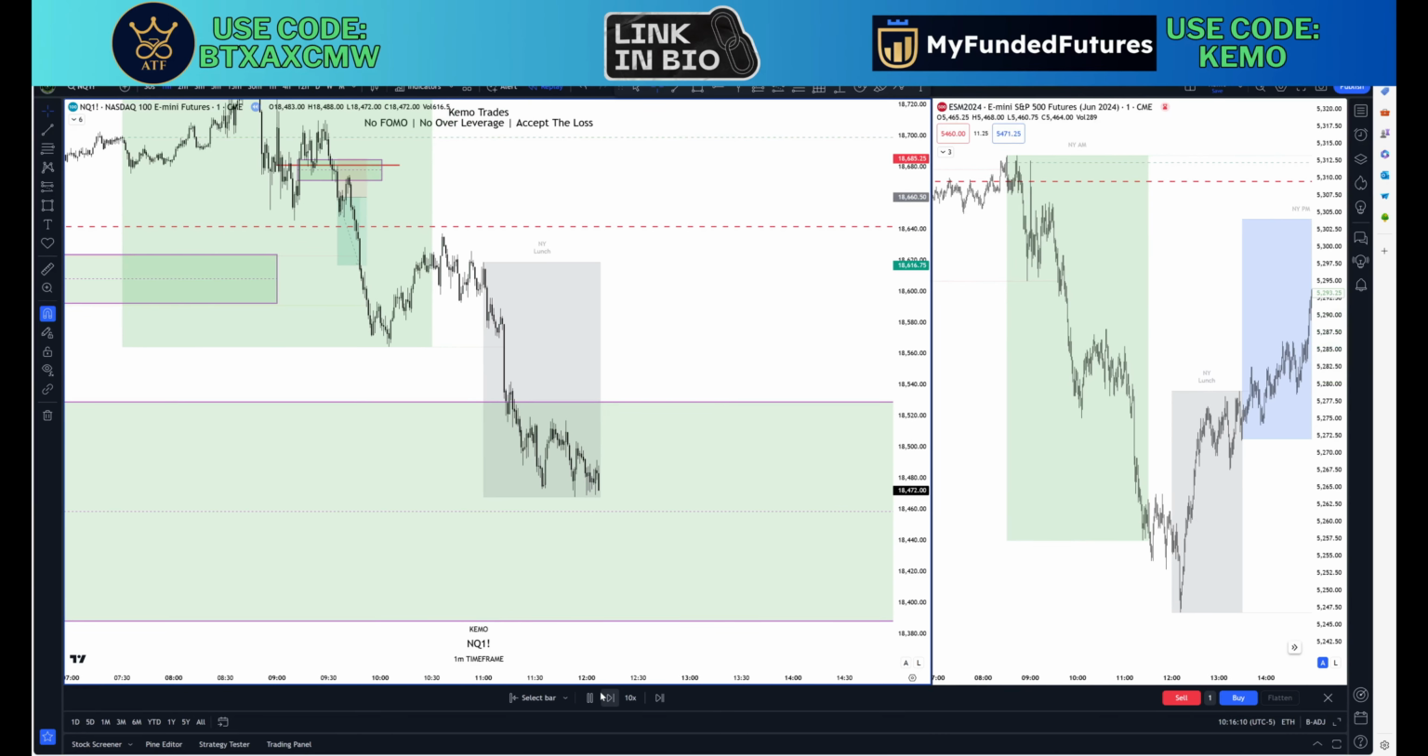And as you can see, we came down to that PPR and the 50% on the hourly. So this was the draw on liquidity for that day. That's how the market moved, and that's how you should be analyzing that.